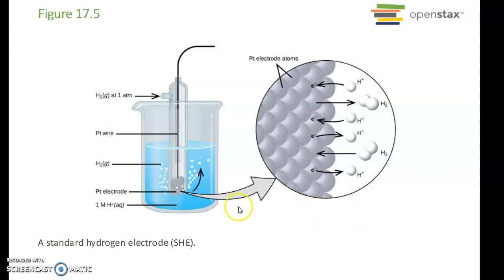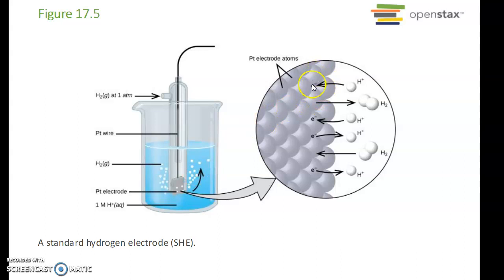This right here shows a standard hydrogen electrode. And again, what we have is a platinum electrode. Okay. And what was happening is because we have water present here, the hydrogen gas is flowing in, and then it's split into the hydrogen ions. Okay, that's what's happening in this sort of cell.